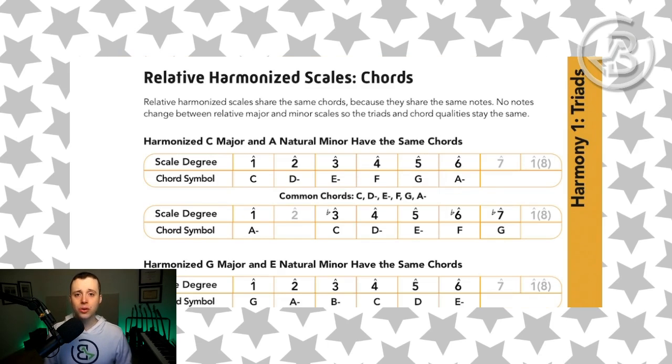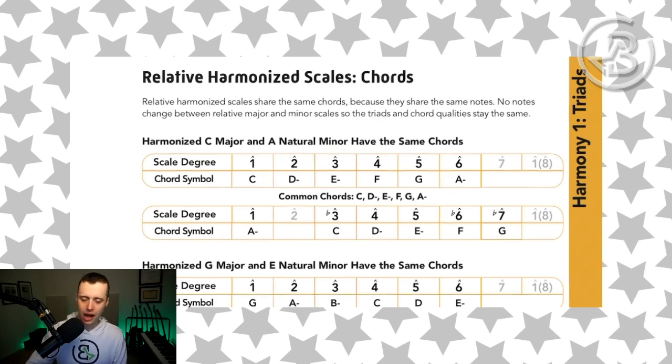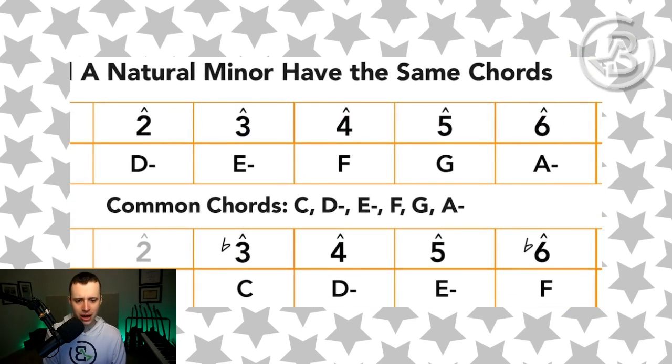In this lesson, you're going to understand how relative harmonized scales actually share the same chords, in addition to sharing the same notes and also key signatures when we look at them for keys. So let's take a look at the common chords between C major and A natural minor. If we look at our common chords here, we have C, D minor, E minor, F, G, and A minor. And hang on a second, that's 6 chords.